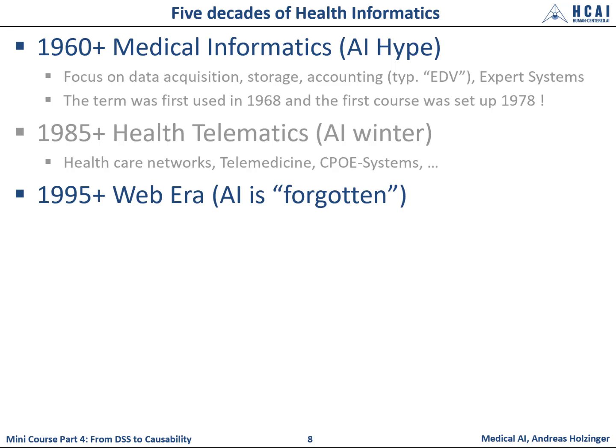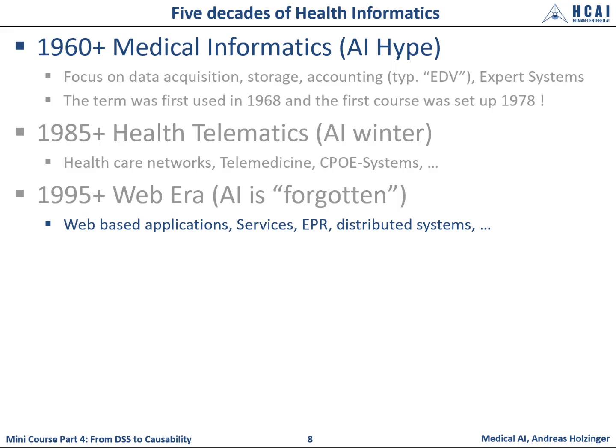Yeah, and 1995, web era, here artificial intelligence is forgotten, and during this time or even later on, it was not very useful if you even mentioned the name artificial intelligence. So AI was here completely forgotten. The web was in, the semantic web was ongoing. So web-based application services, electronic patient records appeared, distributed systems. So there was a lot based on the internet and particularly on the web.